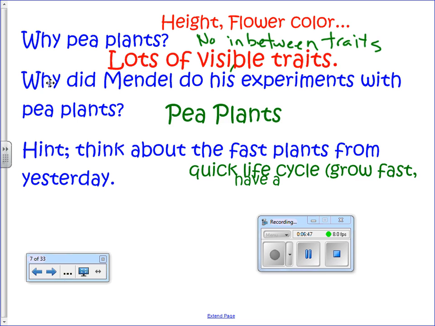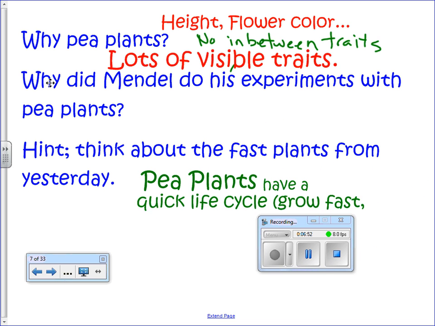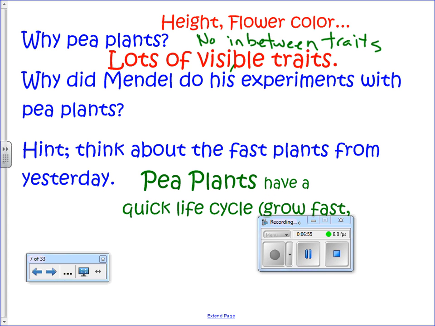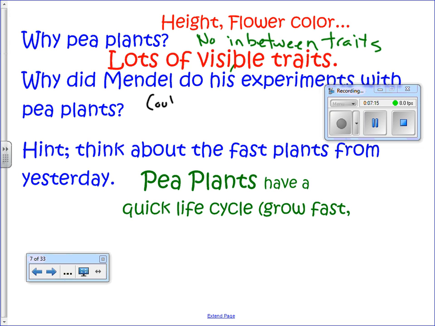And then pea plants have a quick life cycle. They grow quickly so that over the course of a year or a summer, probably he couldn't grow them in the winter, he could see several different generations, which again, with dogs or mammals of some sort, that'd be a problem. And then there is a third reason, which is that he could control the pollination. Right? So this allows him to choose, okay, these two plants are going to be the parents.